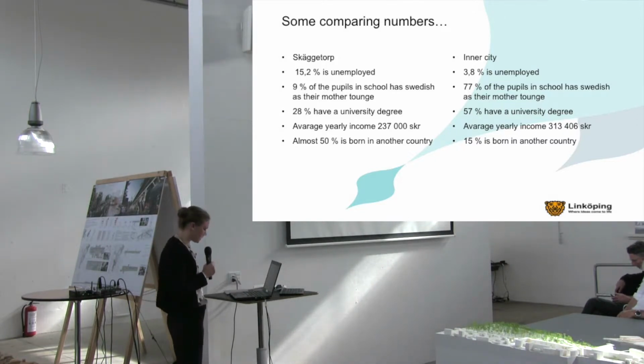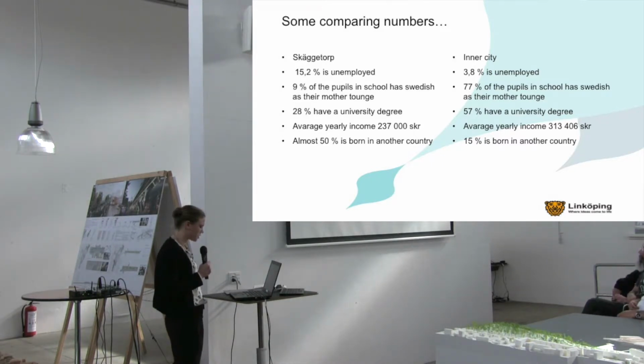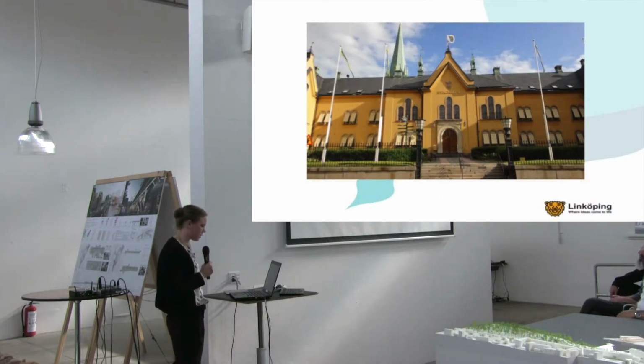So in 2015, the municipal committee instructed the city planning committee to start a city plan for Skäggetorp. The work with the plan should be done together with the residents in Skäggetorp. The aim is to increase the social sustainability in the area, because even though large investment has been made for many years, the social segregation has increased in the area.